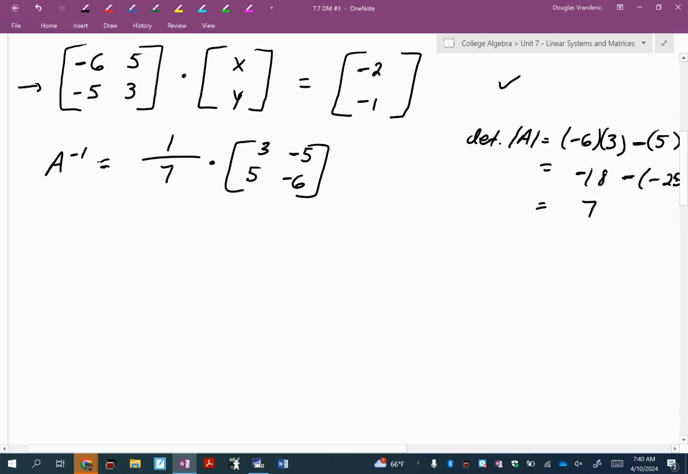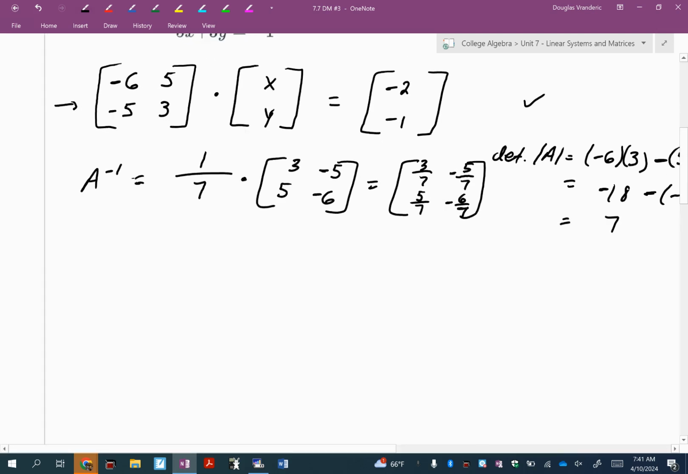All right, at this point, what I'm going to do is write those as fractions. If you remember doing this earlier this week, the end of last week. So it's going to be 3/7, 5/7, -5/7, and -6/7. Okay, now I'm going to copy down my matrix equation, but watch what I put in front. So I'm going to put the 3/7, the 5/7, -5/7, -6/7. That's my inverse matrix.